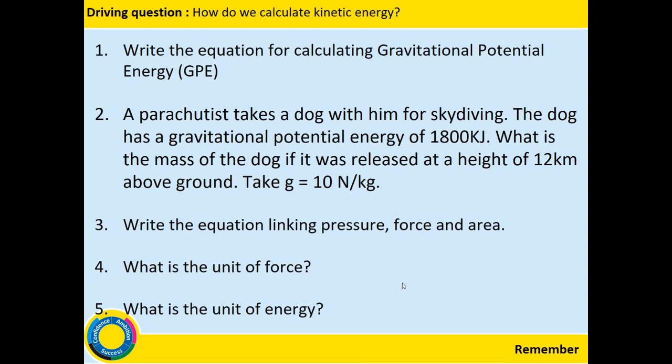In the question, the two values that are given to us, the gravitational potential energy and the height, are not in the standard SI units. That means we need to convert this to joules. At the moment, the potential energy is 1,800 kilojoules. We need to multiply by 1,000 to get rid of the kilo. And similarly, the height is 12 kilometers. We need to multiply by 1,000 to get rid of the K so that it will be 12,000 meters.